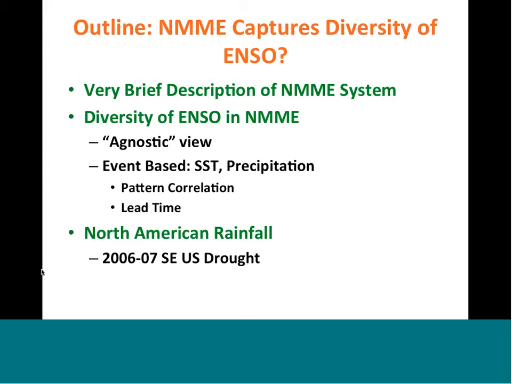We're going to look at precipitation also, not just SST, because one of the arguments about this diversity of ENSO being important is that the teleconnections associated with the different El Niños are very different, and so precipitation distribution in the tropical Pacific is really a good, or at least a pretty good indicator of how there might be different teleconnections. And then the last thing, if I have time, which I think is highly unlikely, I was going to show you a little bit about some work we've been doing with North American rainfall during the 2006-2007 Southeast drought.